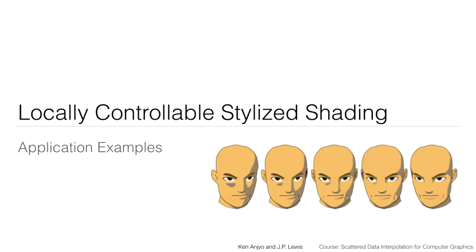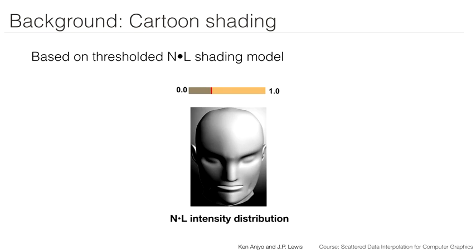Okay, next go to the 3D case. Here is a similar problem, but in this case we don't need to apply the Bayesian estimation approach. This case shows another aspect of the application of radial basis function. So first, let me explain the cartoon shading.